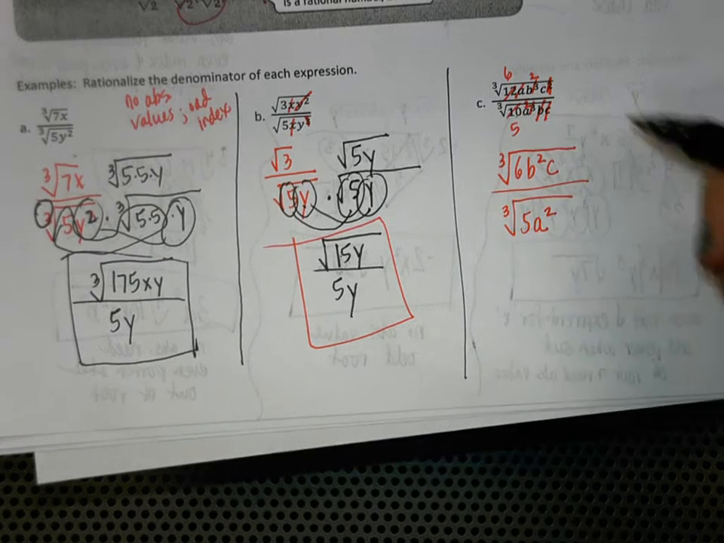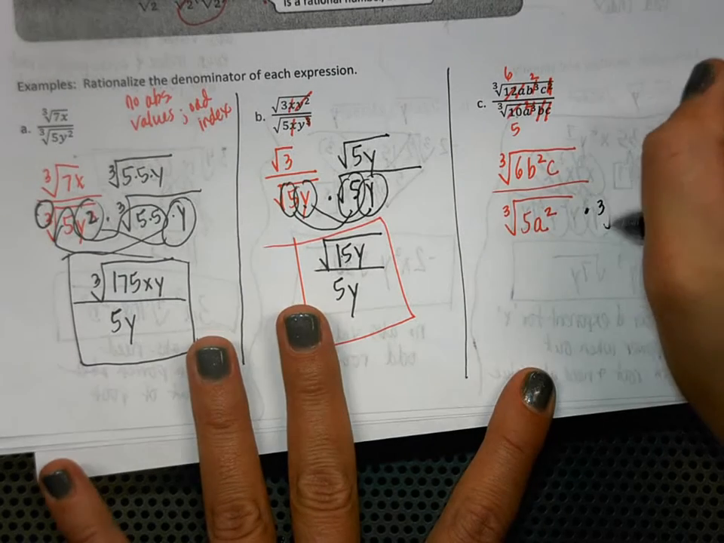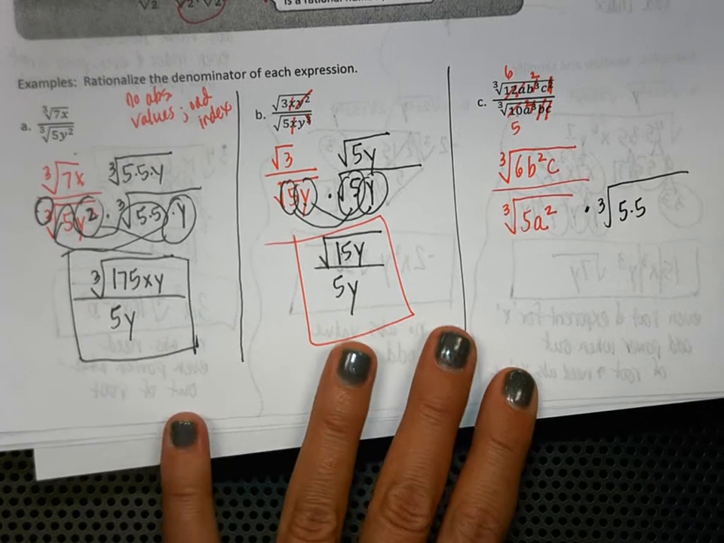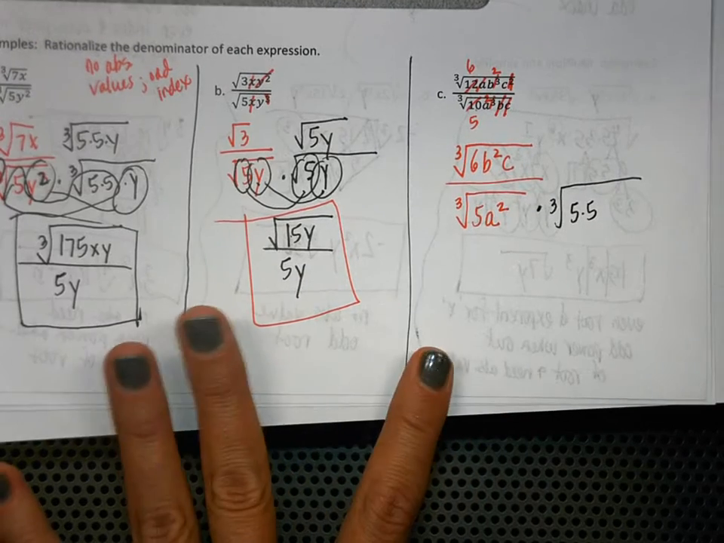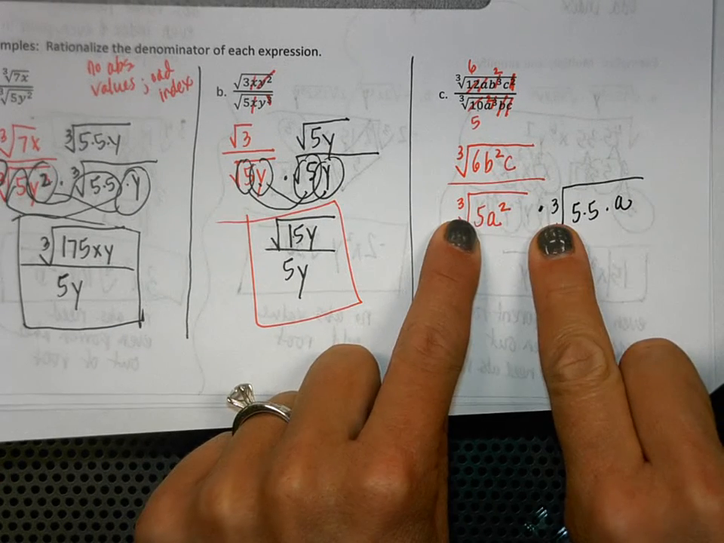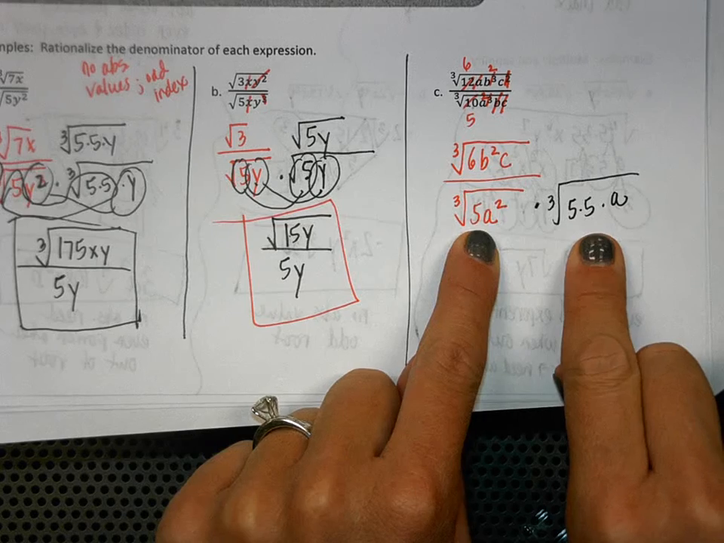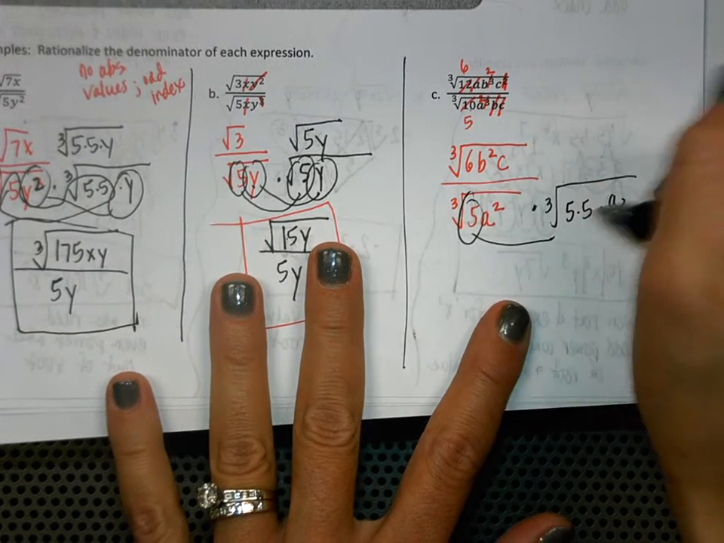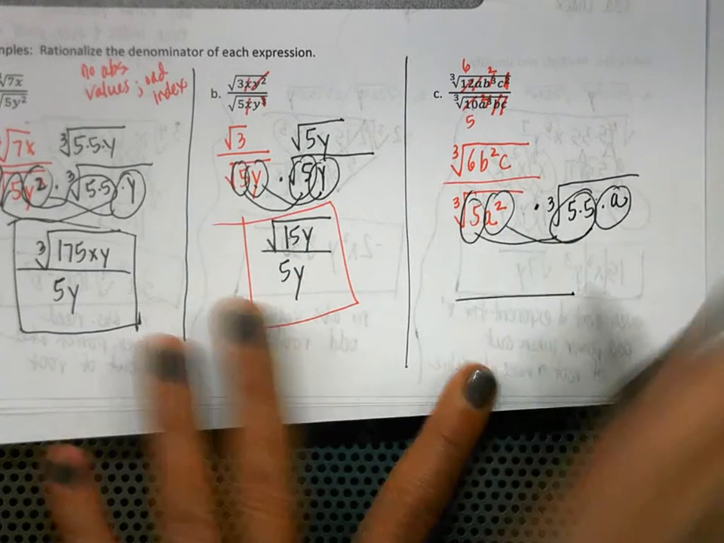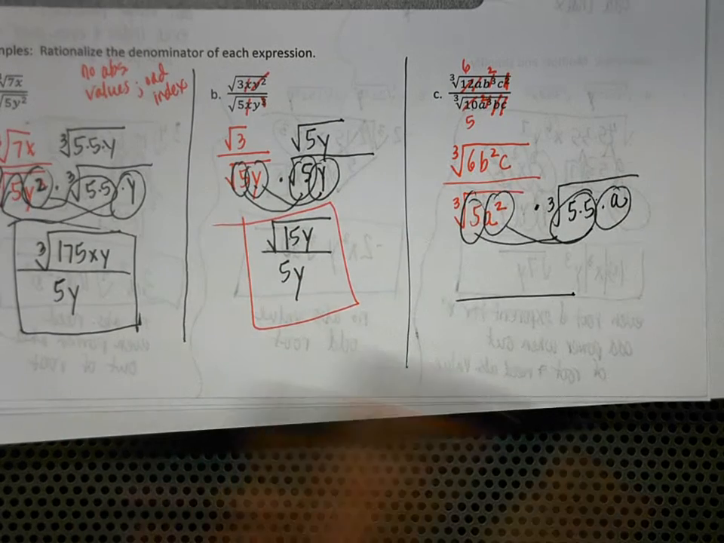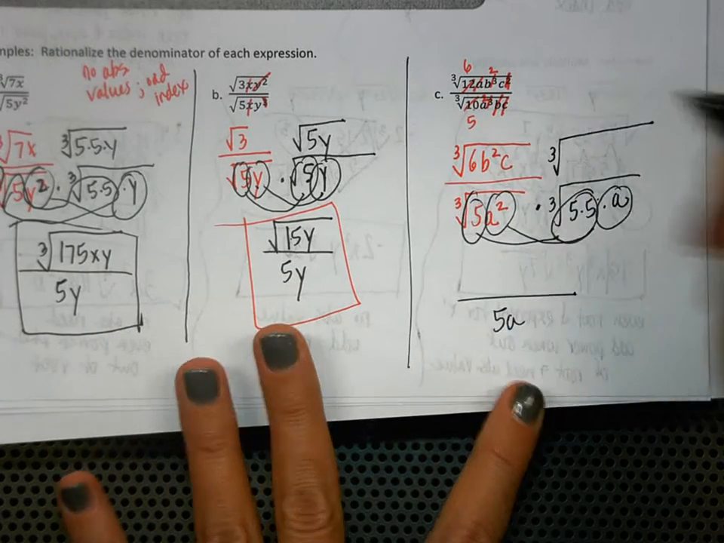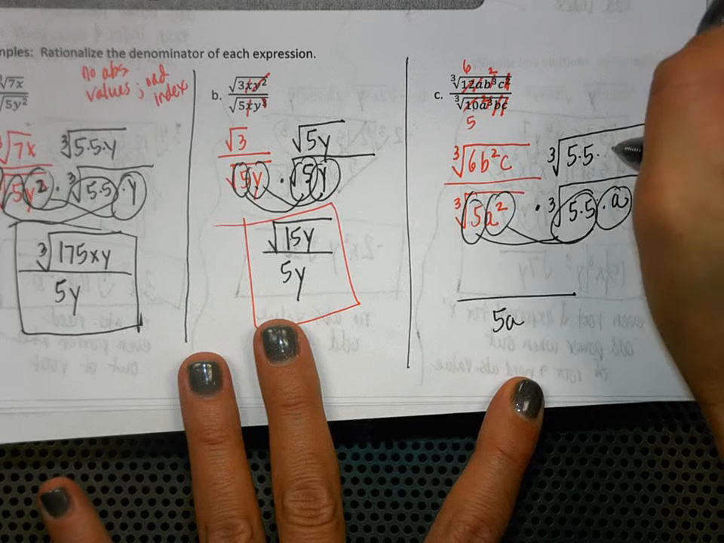Good. How many 5s do I need? 2. So again, you can write that as 5 squared or 5 times 5. It's up to you. How many A's do I need? 1. And again, we know that we need this amount because my index is 3. That means I need 3 of the same thing. Okay? So now I have my group of 5s, and I also have my group of A's. So my denominator will be what? 5. Very good. Anything I do to the bottom, I have to do to the top. So I'm multiplying the numerator also by 5 times 5 times A.